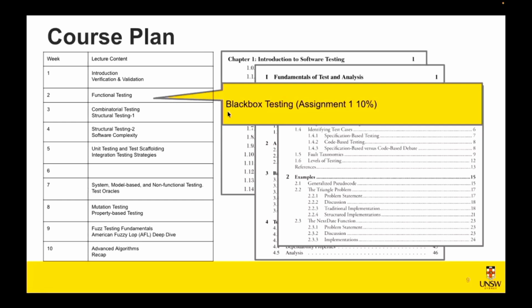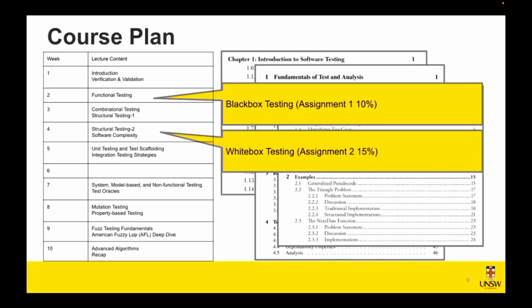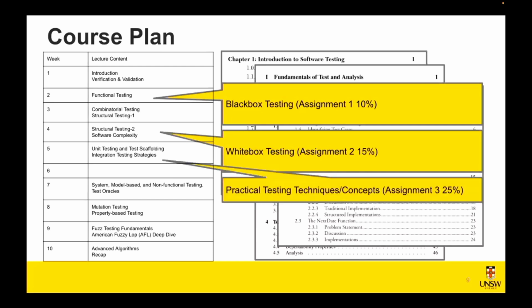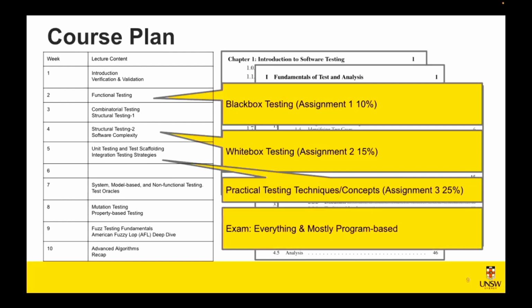For assignment 1, you will be dealing with black box testing. For assignment 2, you will be dealing with white box testing, where you have access to the source code. For assignment 3, you will be practicing some practical techniques and concepts. And for the exam, you will be dealing with mostly everything. The format of the exam should be very similar to these assignments, so you don't need to worry too much. I will show you how I plan to do it for this term.